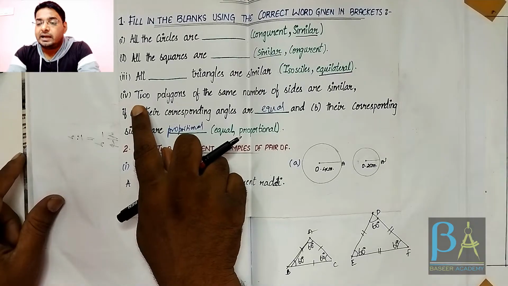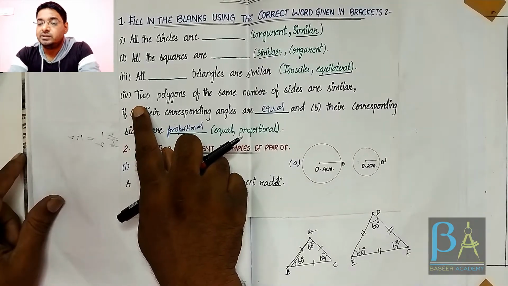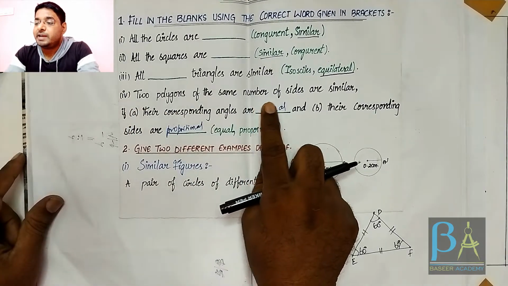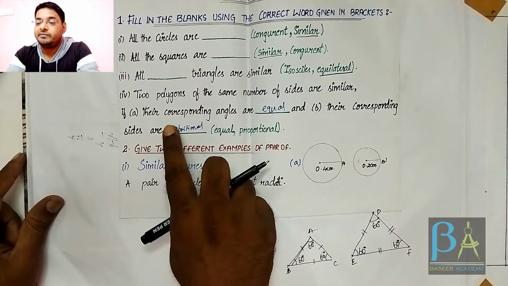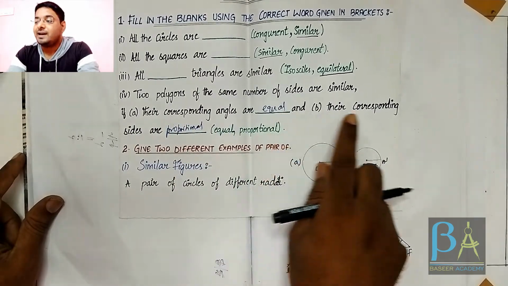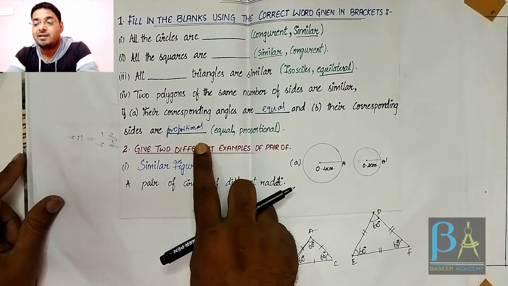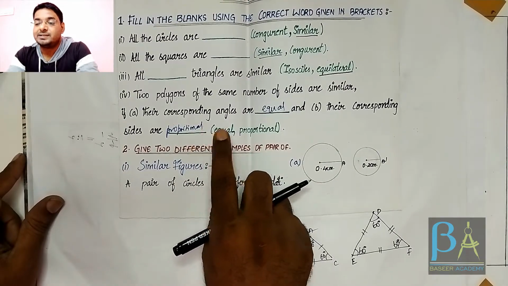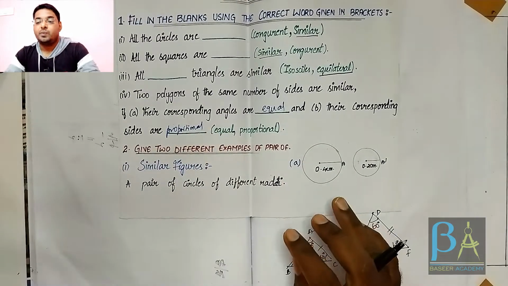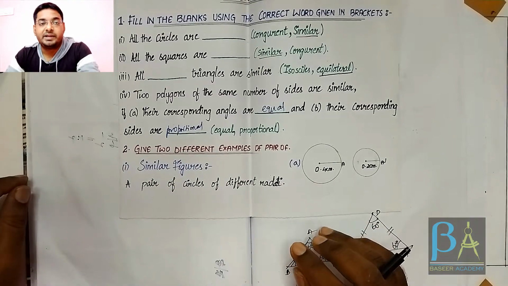Let us discuss question number 4 here. Two polygons of the same number of sides are similar if their corresponding angles are equal and their corresponding sides are proportional. This is something that we went through in the earlier page, right?